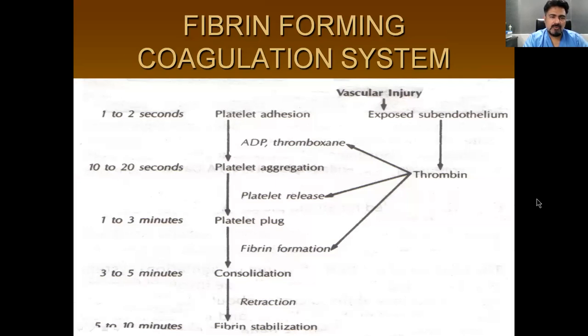In 1 to 2 seconds there is platelet adhesion, then with the help of ADP, platelet aggregation occurs. After that, platelet release happens and the platelet plug is formed. Fibrin formation is there, and in 3 to 5 minutes consolidation occurs. Then retraction, and 5 to 10 minutes for fibrin stabilization.